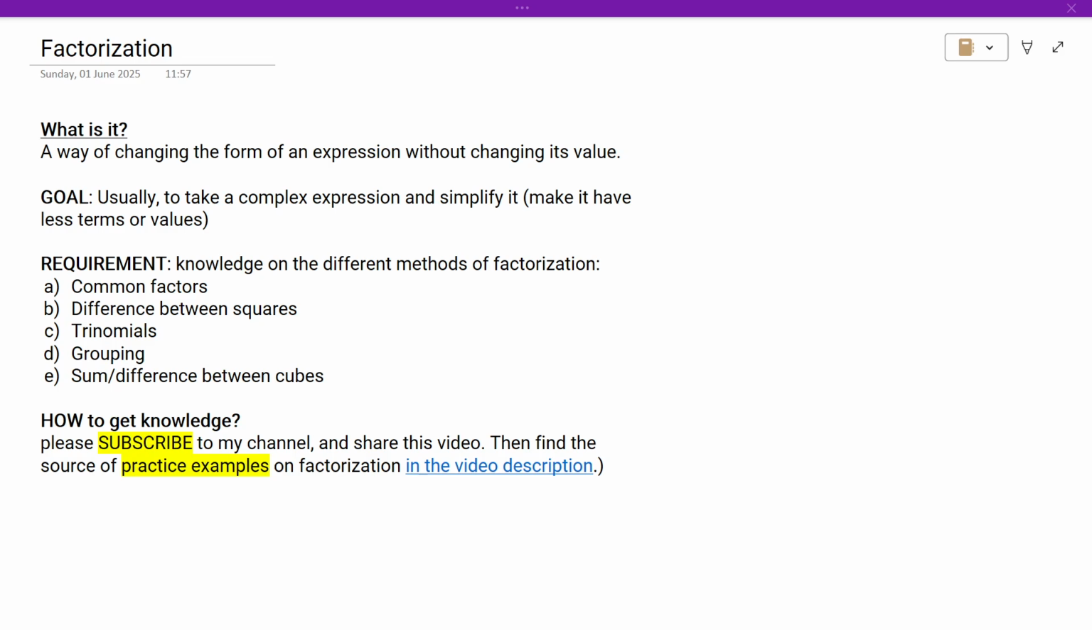Now here's a requirement in order to understand this video and to participate in it fully. It is knowledge of the different methods of factorization. These include common factors, difference between squares, trinomials, grouping, and the sum or difference between cubes.